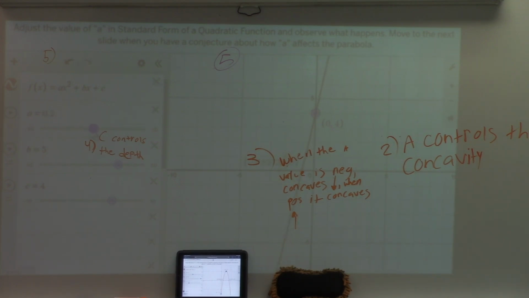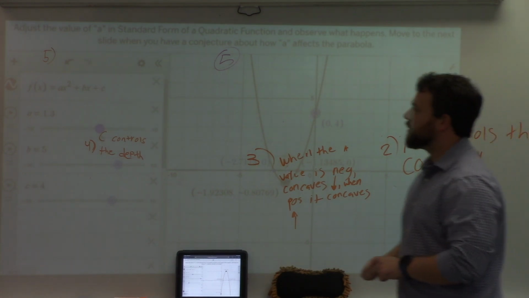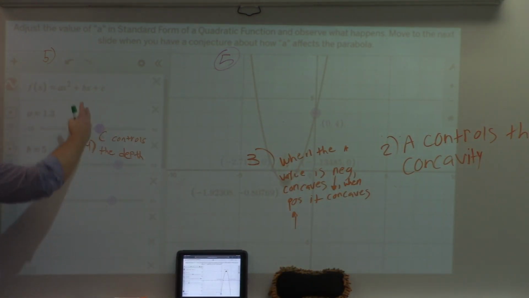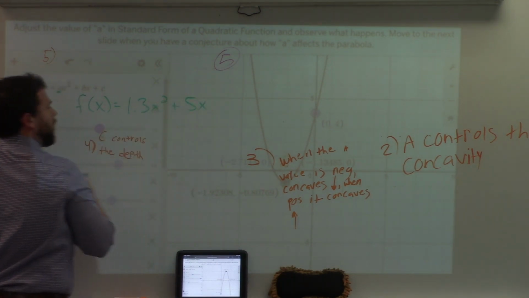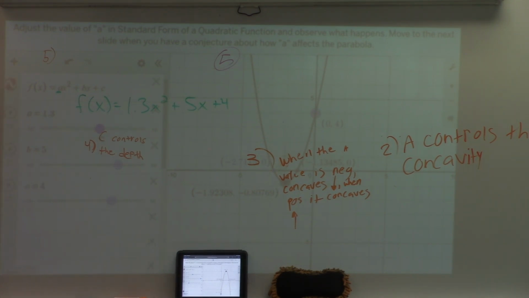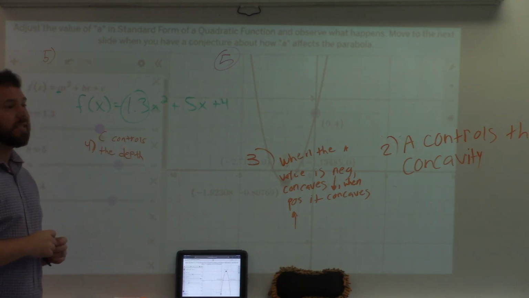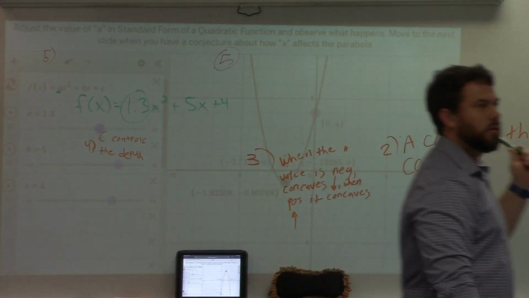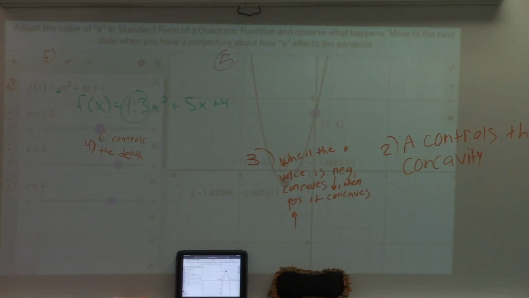If A is positive, the parabola is what? Concave up. And I want y'all to notice here, right now this is not just A, B, and C. What would my equation be for this function based on these sliders? Well, what is A? 1.3 x squared plus, what is B? So 5x. What is C? Plus 4. So this is the equation on that graph right now. And A is positive or negative? Positive. And because A is positive, that parabola is concave up like a cup. So notice that language: if A is positive, the parabola is concave up. If A is negative, the parabola is concave down.